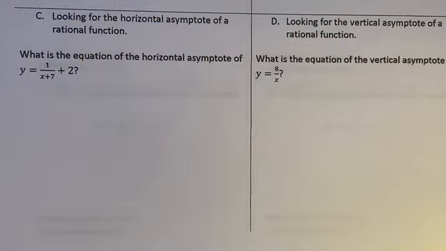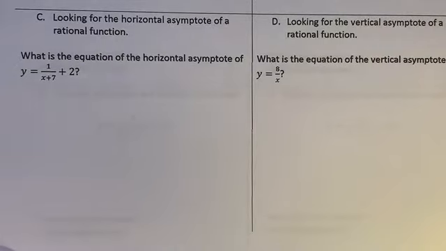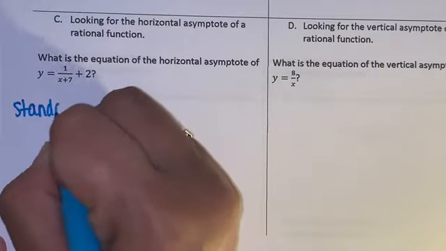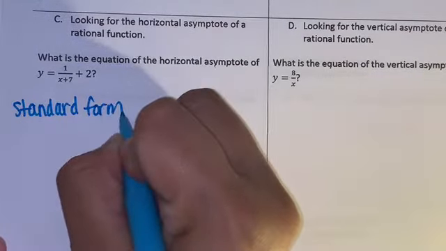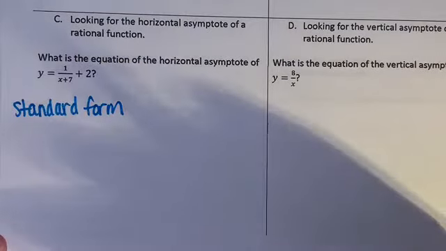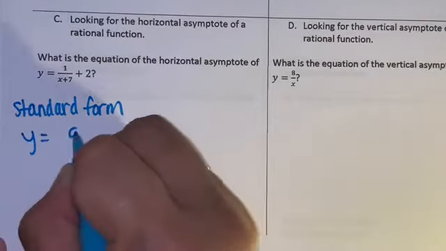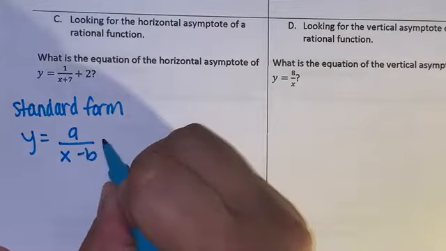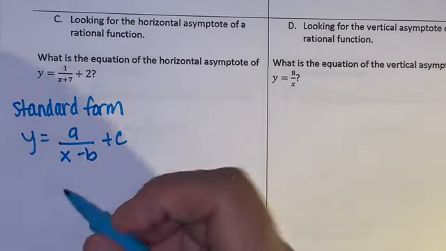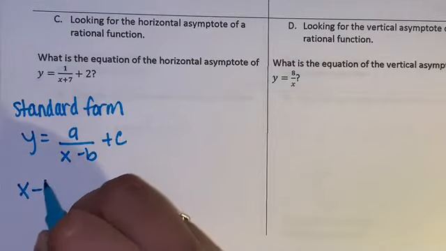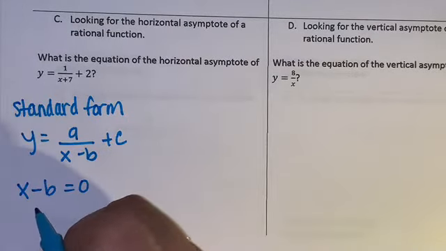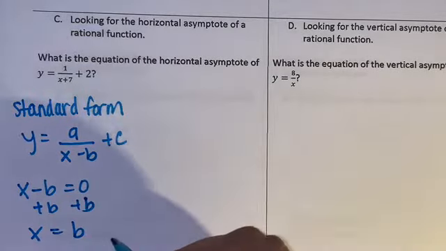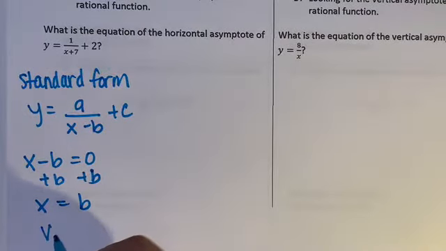Okay, what is the equation of the horizontal asymptote? In this case, you're going to work with what's called standard form. You have standard form when you're looking at a rational equation plus a constant. So it's y equals a over x minus b, plus c. What you need to know is that x minus b equals 0, so x equals b. That's going to be your vertical asymptote.